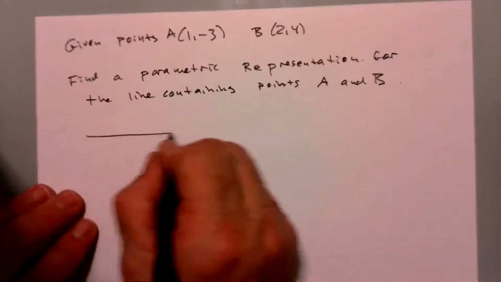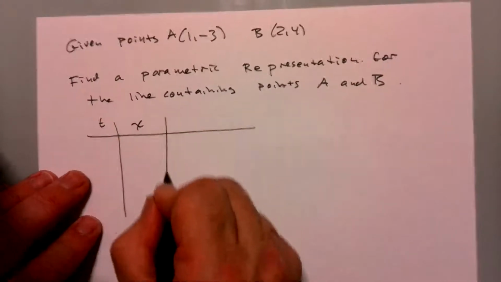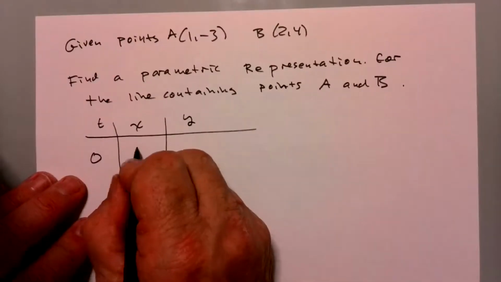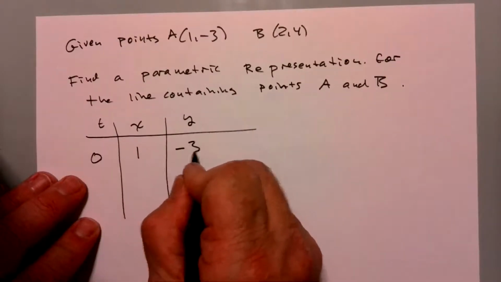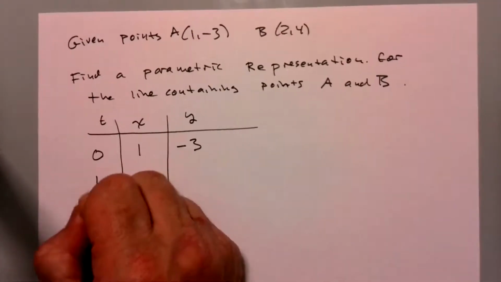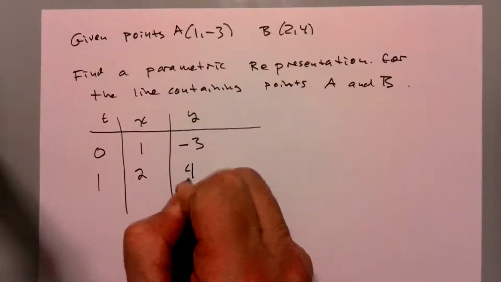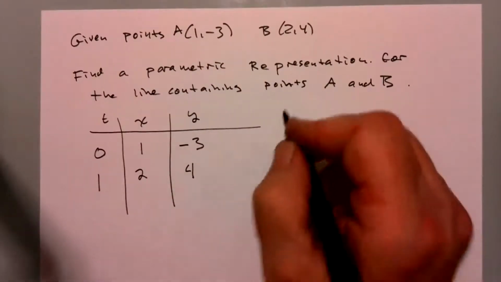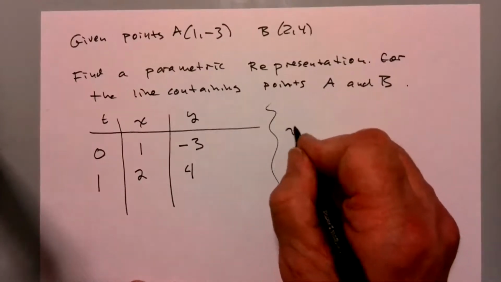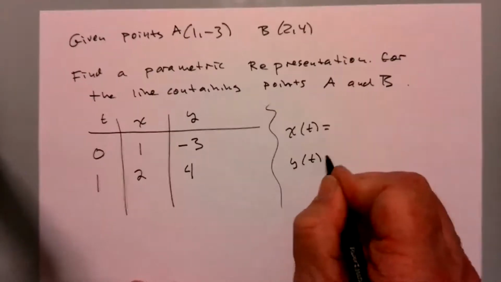All right, so how am I going to do this? I need a t, an x, and a y. T is 0, x is 1, and y is -3. When t is 1, I'll have x is 2 and y is 4. So knowing this, can I write some kind of a parametric representation for this line? What does x of t equal? What does y of t equal?